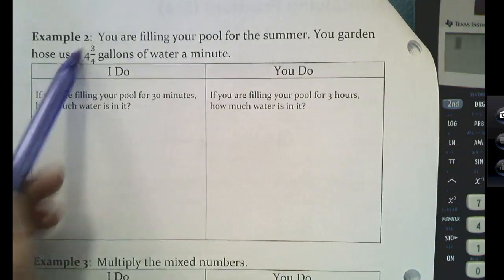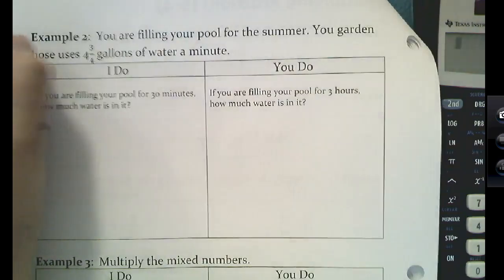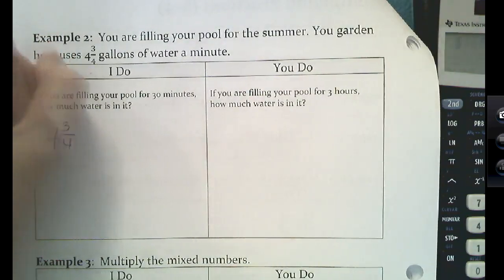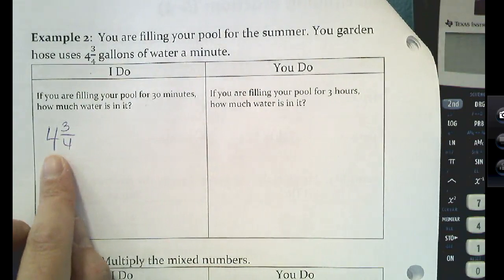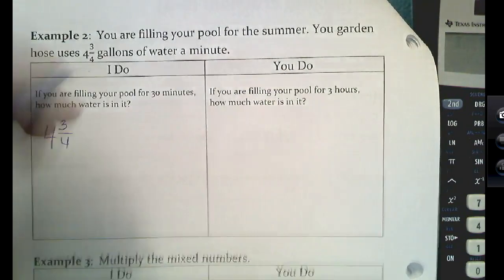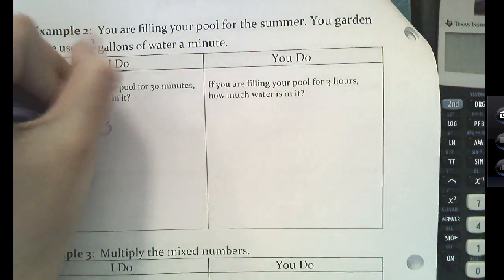So we're going to take this 4 3/4 because we can get 4 3/4 gallons every minute. But how many minutes are we filling it for? 30. So we want to times by 30.